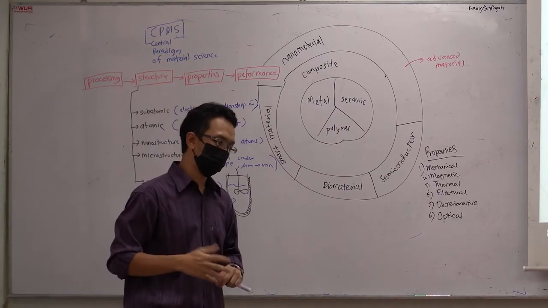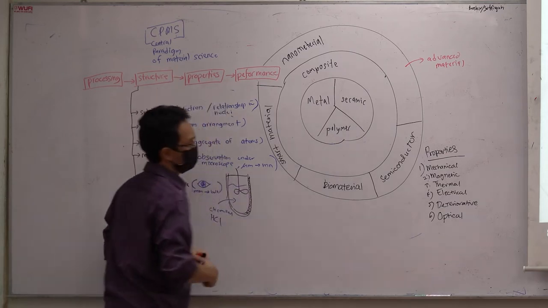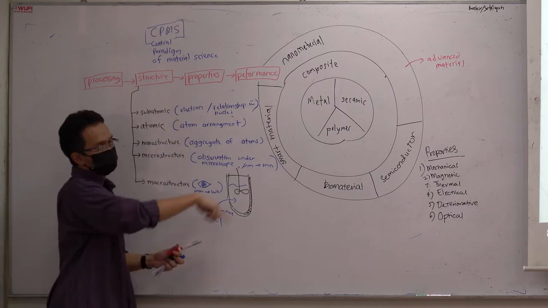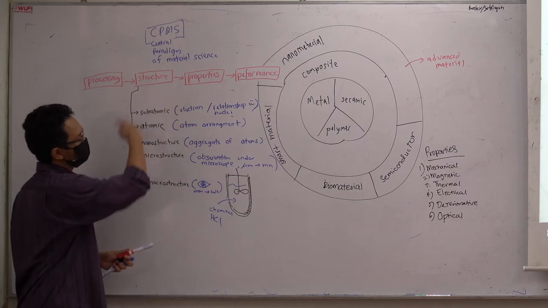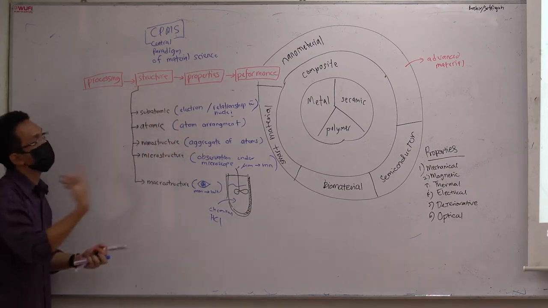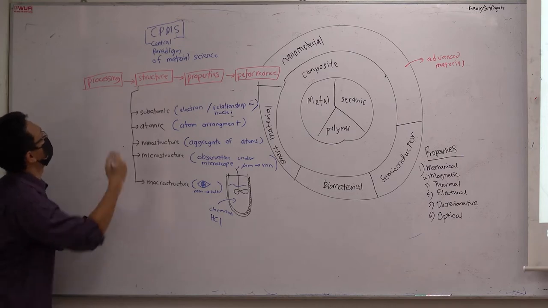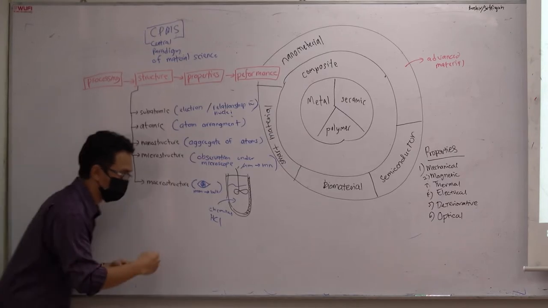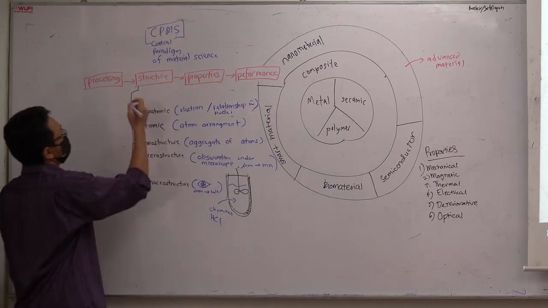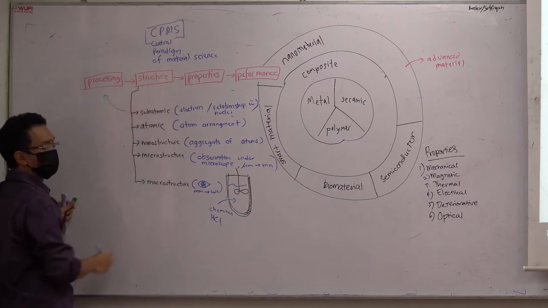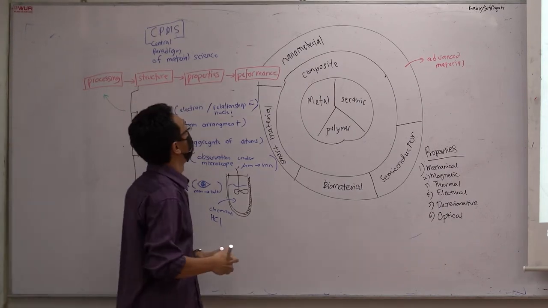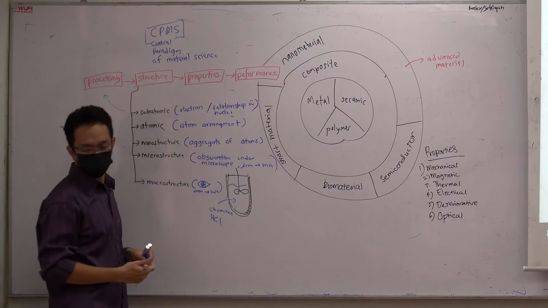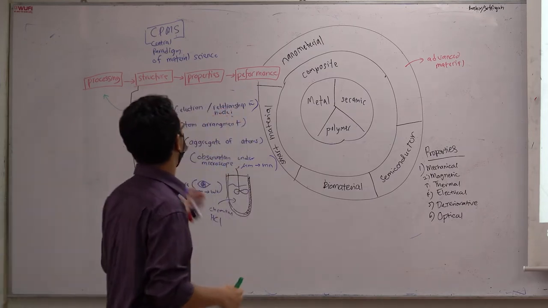So basically, this paradigm says that the properties that you want are intimately related to the structure, okay? And this structure is intimately related to how you process the stuff, the processing. So for example, this, where is green? Oh, green. So this thing, the structure is intimately related with the processing method also, the way how you process the stuff. And then all these things, process, structure and properties, will give you the performance that you need. So this is basically what we call the central paradigm of material science.